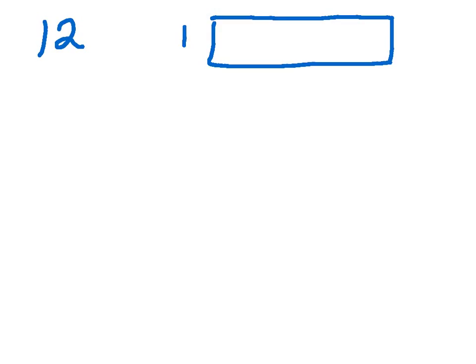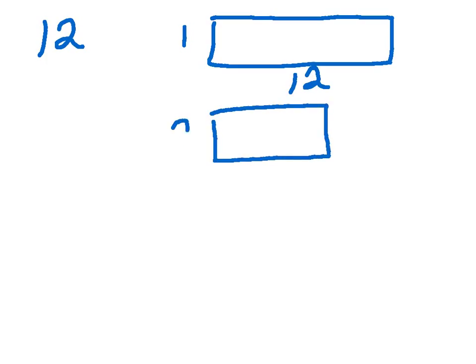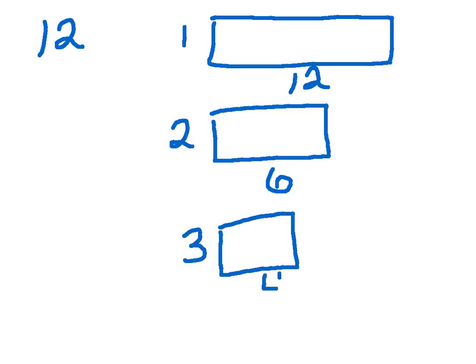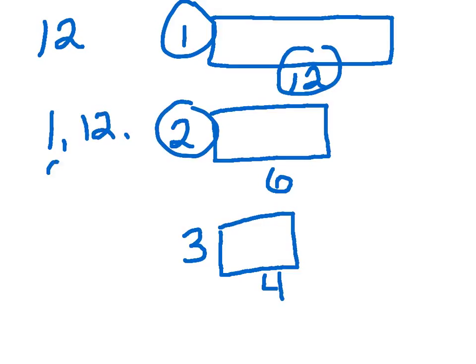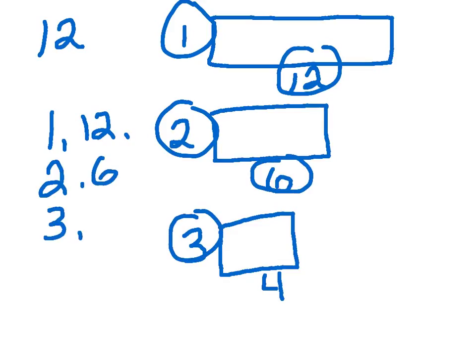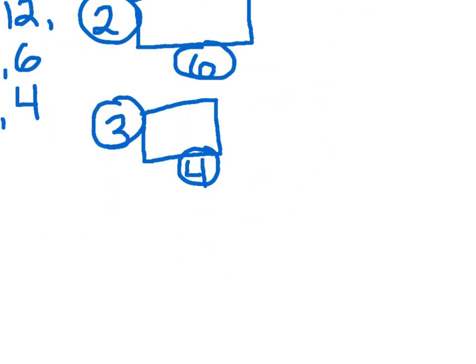Of course, my first array would be the 1 by 12 array, but then I know that 12 is an even number, so I can complete a 2 by 6 array. And I also know that 12 is a multiple of 3, so I can create a 3 by 4 array. Therefore, my factors will be 1, 12, 2, 6, 3, and 4.